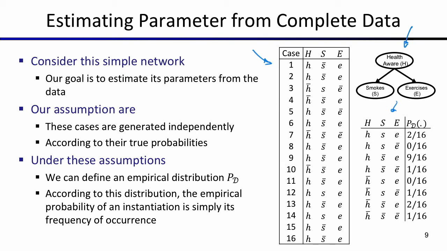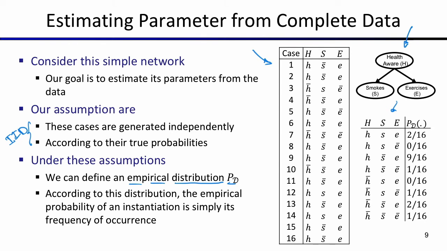But there are also these 2 assumptions here that we have discussed before. The cases are generated independently and according to their true probabilities. So it comes from the same true probability distribution. That is what we call the IID assumption. And if we have this IID assumption, what we can do is transform the data set into a probability distribution that we call the empirical distribution. We're going to represent this by P with this letter D here. And this empirical distribution is basically a full joint distribution for all the variables.